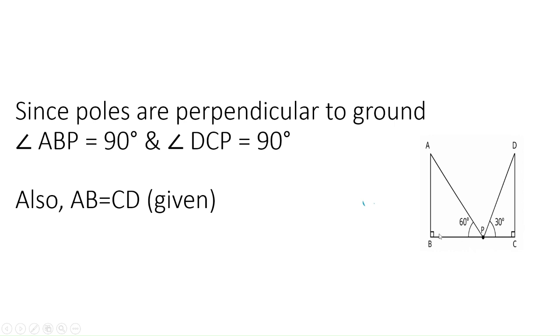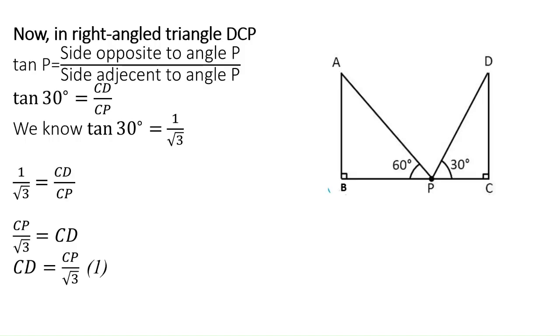So as they are perpendicular to the ground, angle B and angle C will be 90 degrees. One more point is given here. What is that? AB is equal to CD. Both are the heights of the poles. Both are equal. It is given, right?